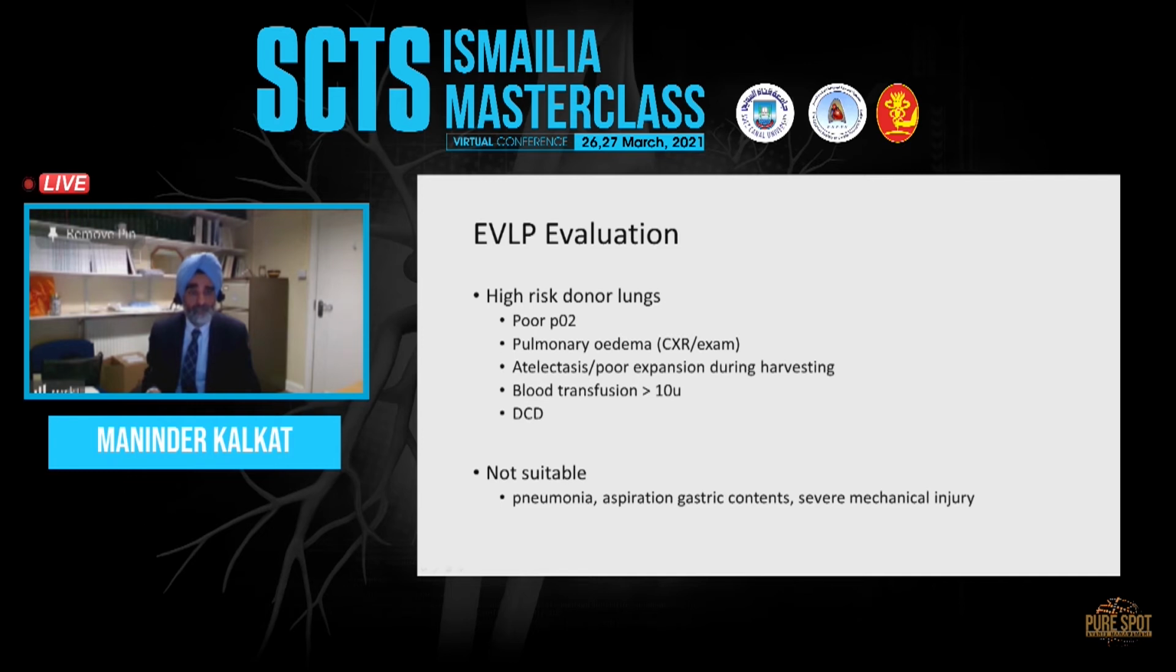So after you have done the assessment and evaluated what is coming out, these are the ones which probably will not be suitable: the high risk donor lungs, with a poor PO2, pulmonary edema, atelectasis, and patients who have had a blood transfusion of more than 10 units. And almost all the patients after DCD, it will be ideal for these to be assessed on the EVLP and then decide whether they can be used or not. And there will be some which can be. And these are the ones which probably we will not even be evaluating.